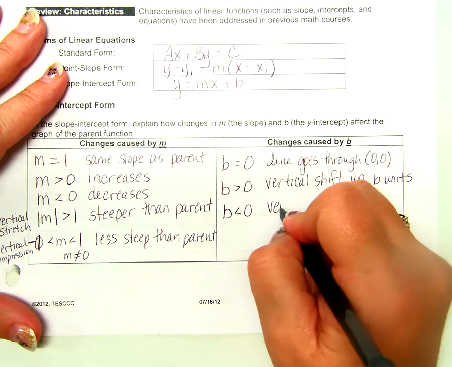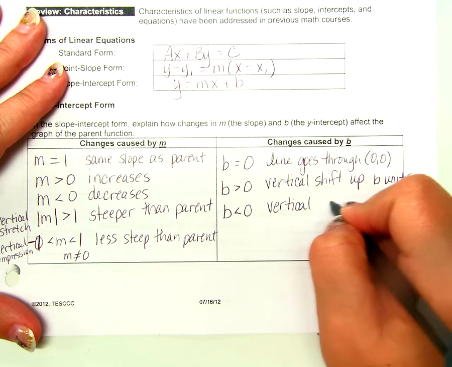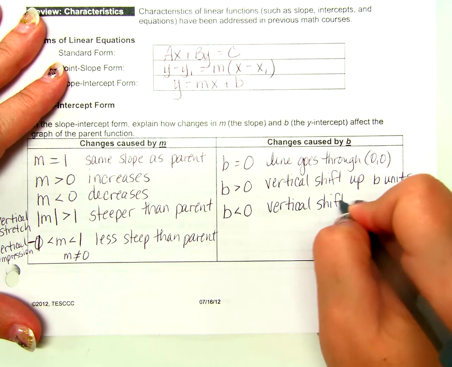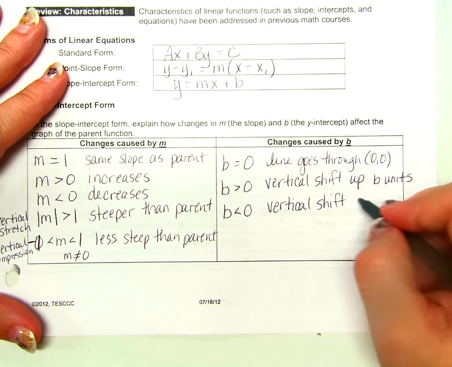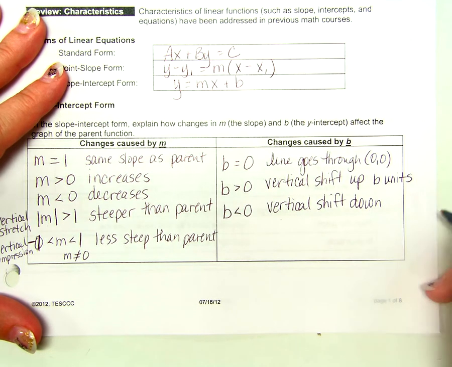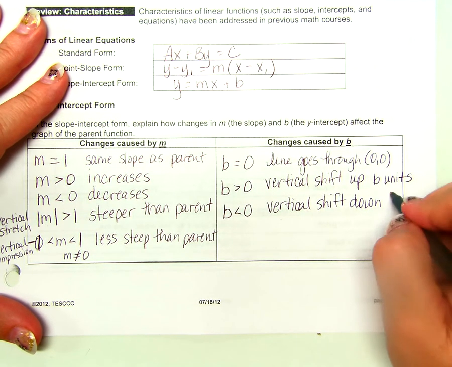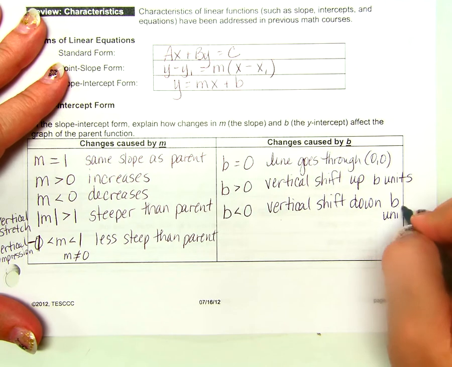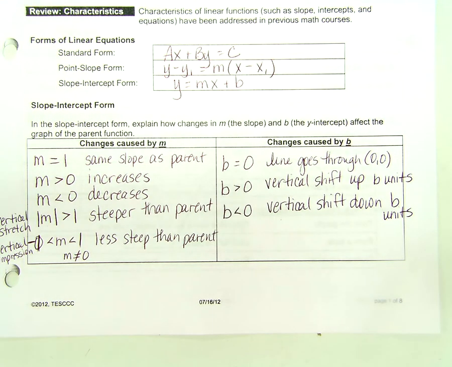A vertical shift. It is below the origin. That's good. So we know it's a vertical shift down. How far? b units. Any questions about that? Excellent. Let's go to the next page.